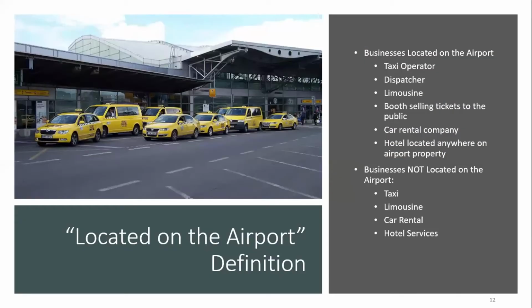Located on the airport. Businesses located on the airport are taxi operators, dispatchers, limousine, booths selling tickets to the public, car rental companies, hotel located anywhere on the airport. Businesses not located on the airport would be such as taxi, limousine, car rental, and hotel services.